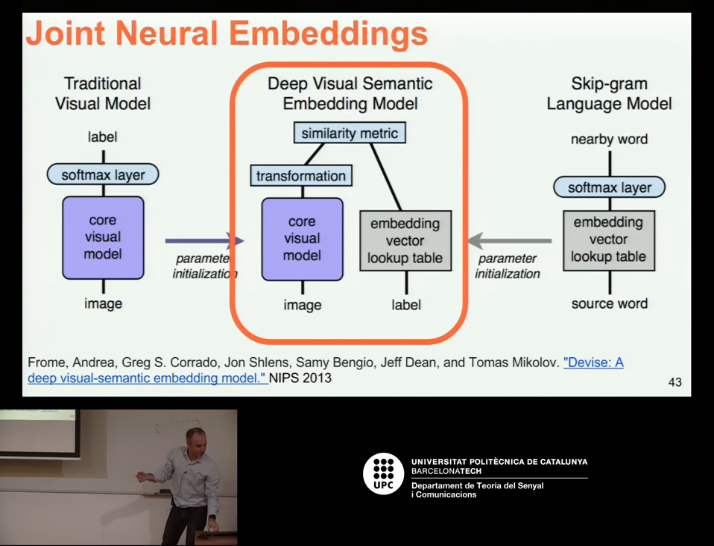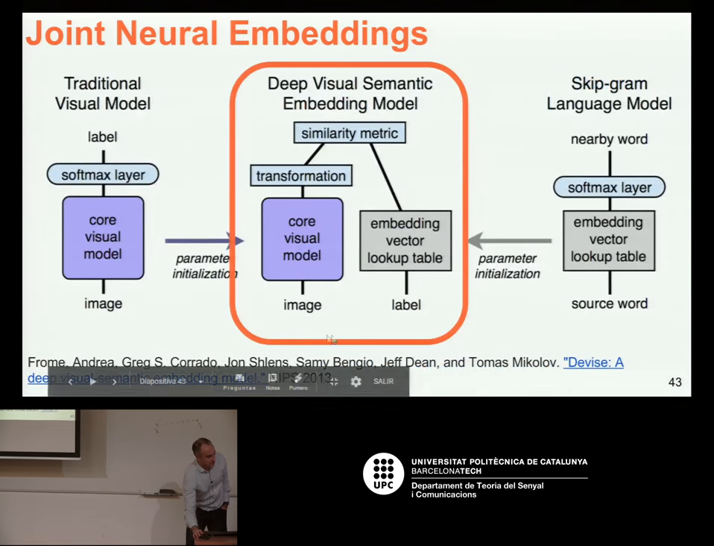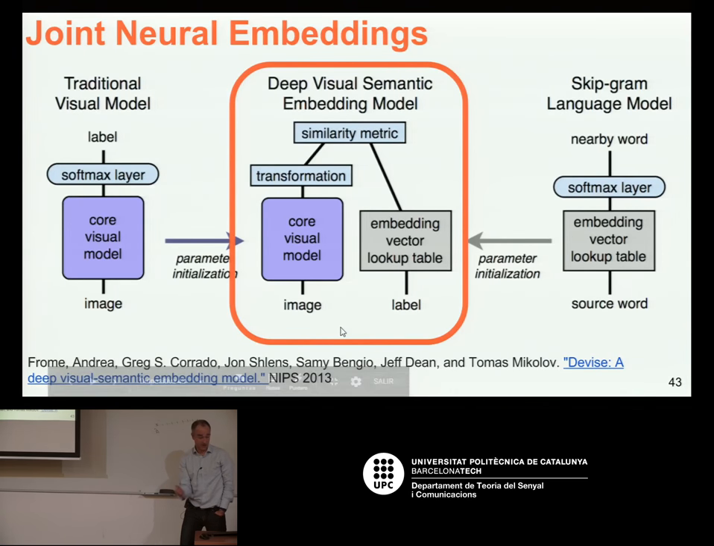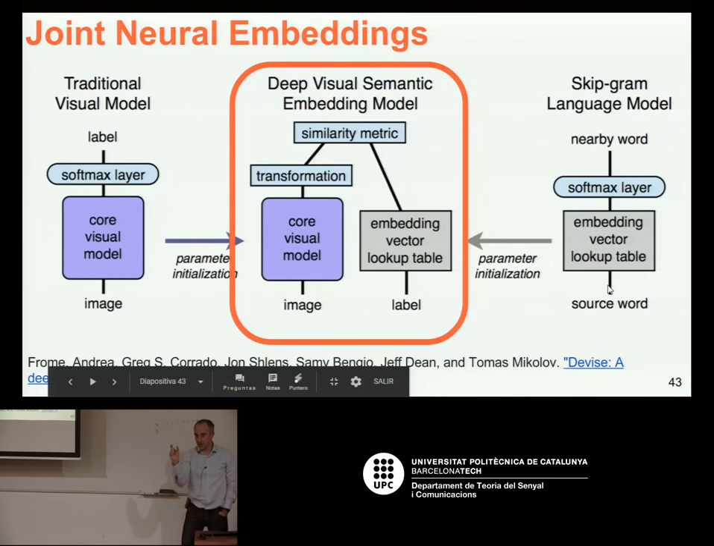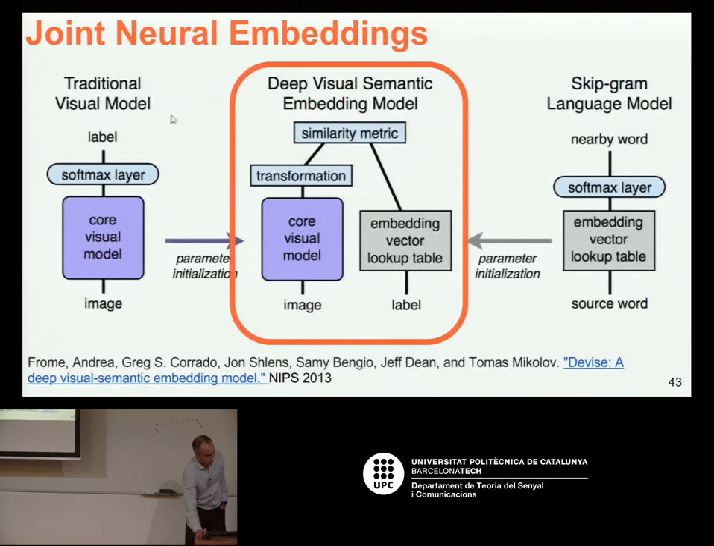So I'm going to show you an example of what's the use of that. If you do that, you could be able to do something called zero-shot learning. So imagine that in your data set here, you don't have any images of cat. Okay, you don't have any images of cat, but the word cat was in your language model. So you can map them somehow, right? Then what could happen is that here you have the manifold of known classes. This will be all the classes for which you know the pairs of image and label.